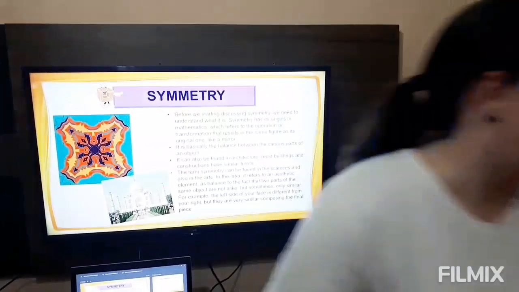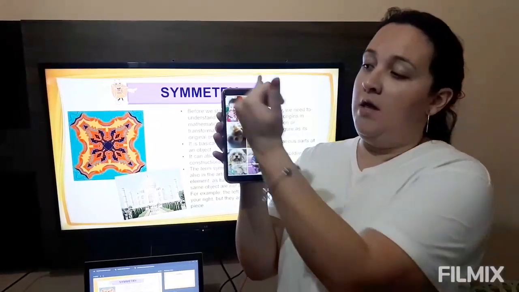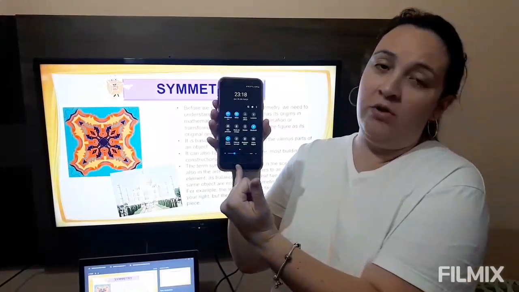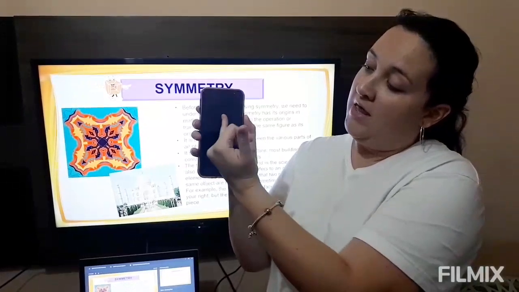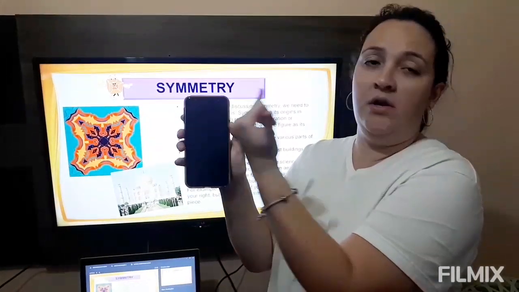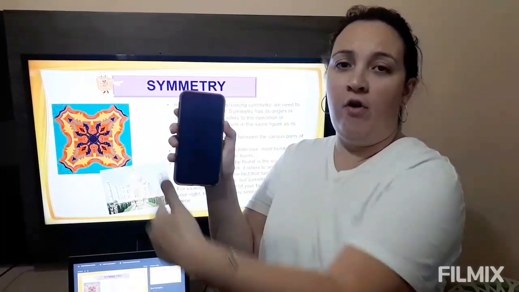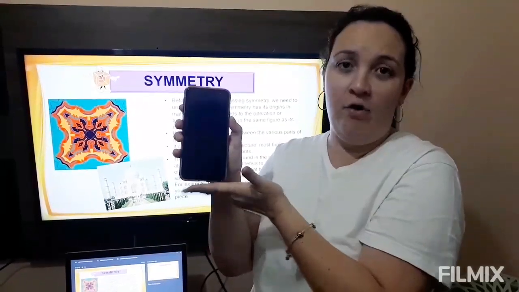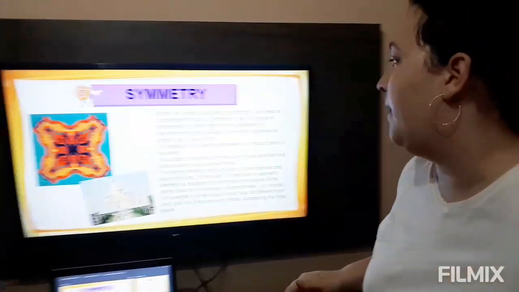For example, I have here my phone. If I cut my phone in half, this part is similar to this one. So they complement each other, forming an object. So my phone is symmetrical. Okay? This is just an example.